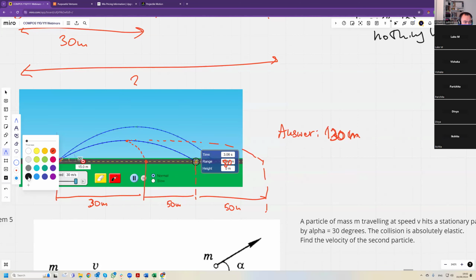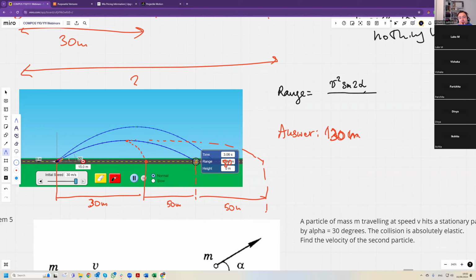The range is 2 v squared multiplied by sine 2 alpha and half gt.